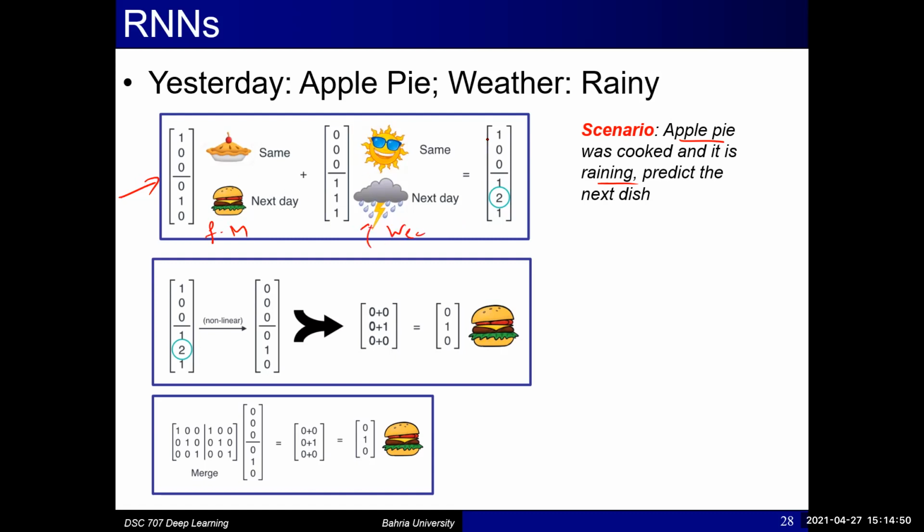Okay, so we simply added them. Maybe we get this. You say, okay, I want binary numbers only, so maybe I'll apply a non-linear transformation which will give me 1 at the highest value and everything else is 0. So maybe we can apply some transformation to get something like this. Okay, and then we say, let's ignore the 0 part, only keep this which has some meaningful part. If you keep this, you get this as an answer, and this should actually be your answer, right? Because it was rainy and the previous dish was an apple pie, so the next dish should be a burger.